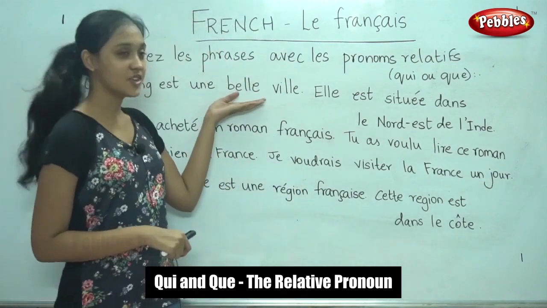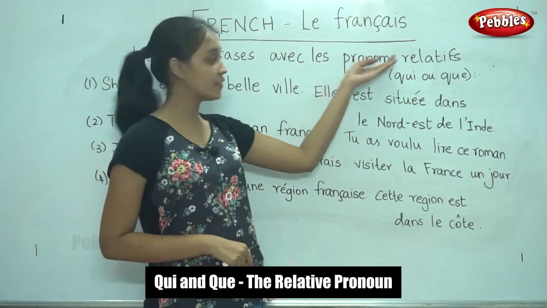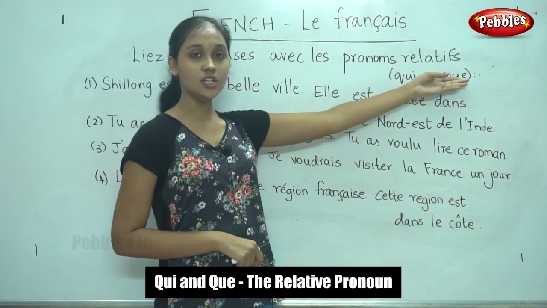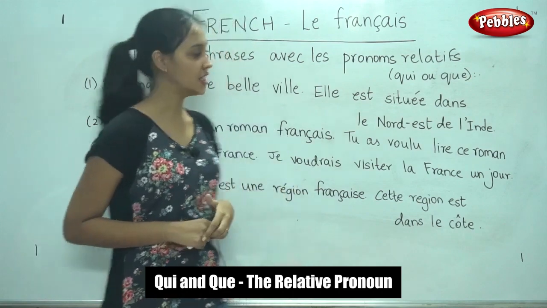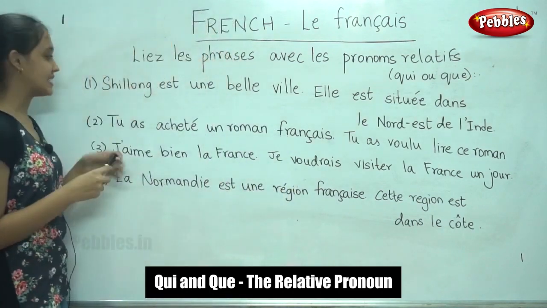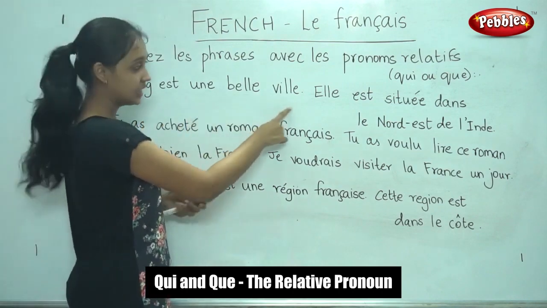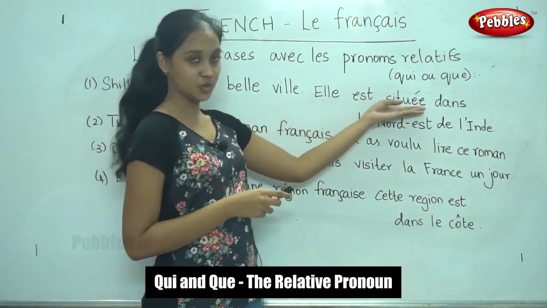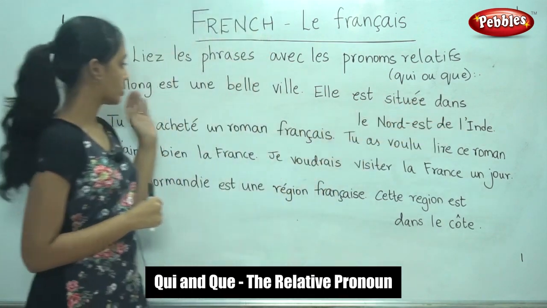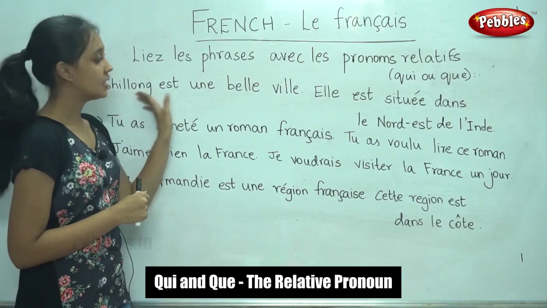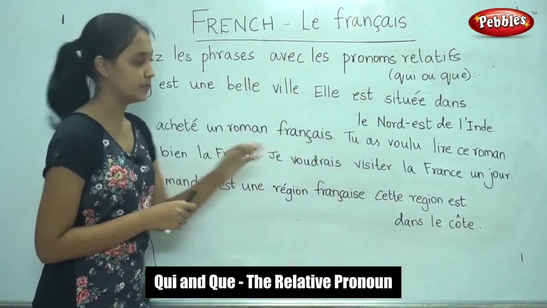Now let us try to write these sentences using the relative pronouns qui or que. So are you ready to write it along with me? So let us read the first sentence. Shillong est une belle ville. Elle est située dans le nord de l'Inde. So you have to just see which is repeated here.